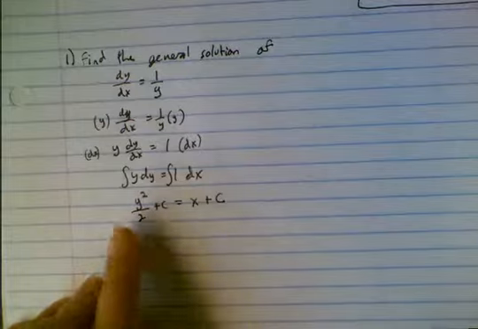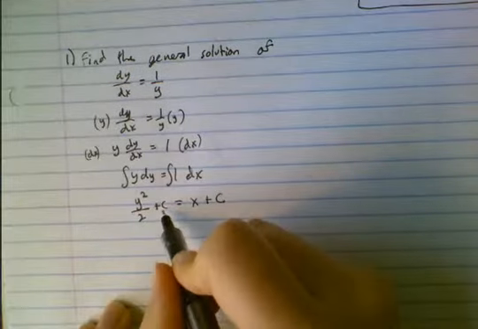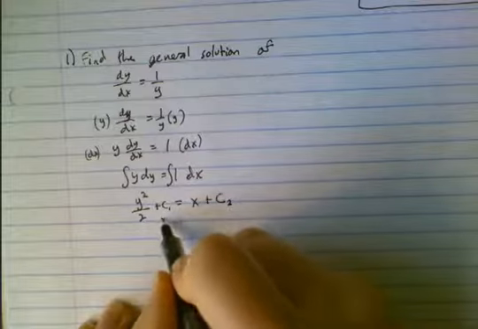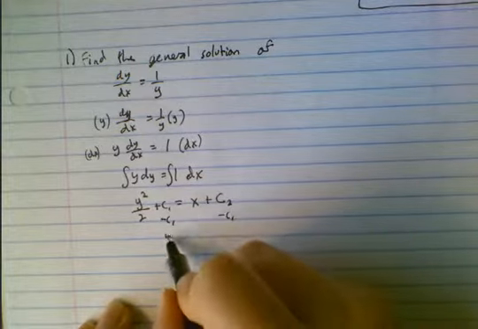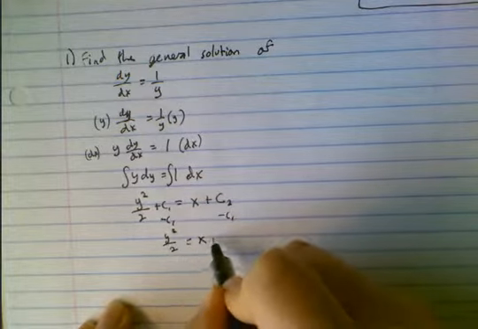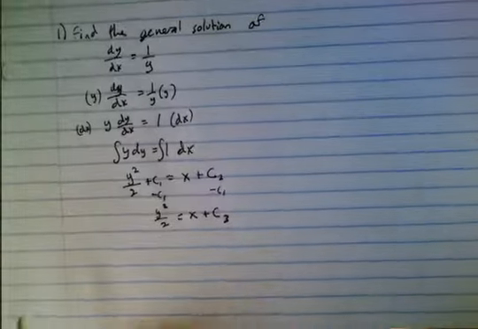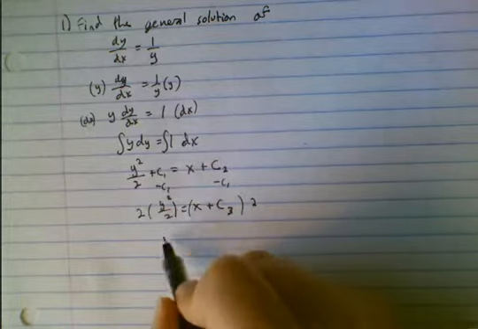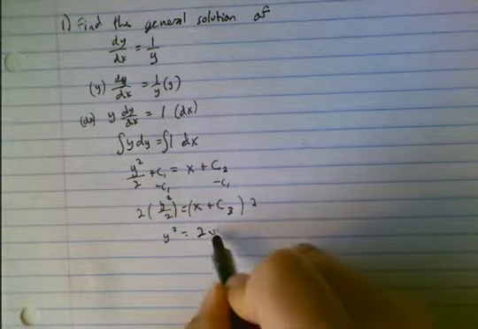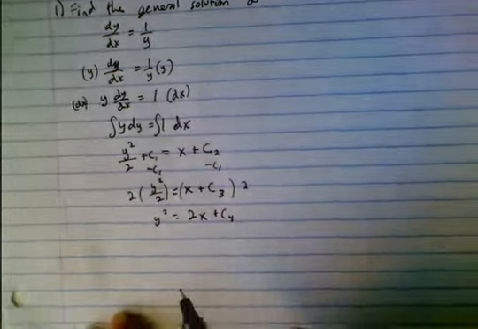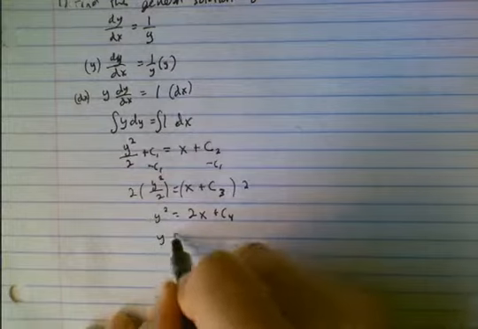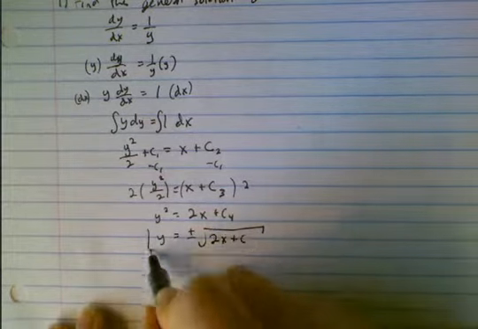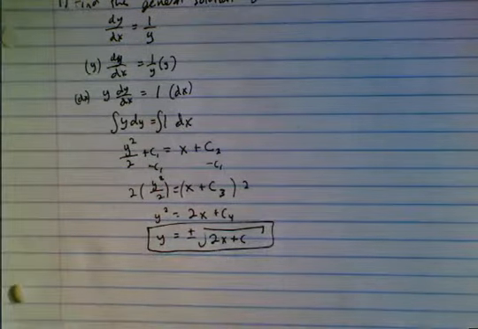Now again, we want to get that y by itself. So I'm going to subtract this c from both sides. Let's call that c1 and that's c2. That's some other c. I'm going to multiply by 2, and plus or minus the square root again. And there we go.